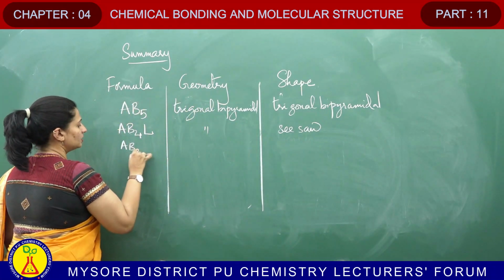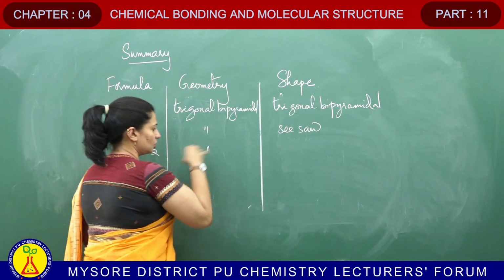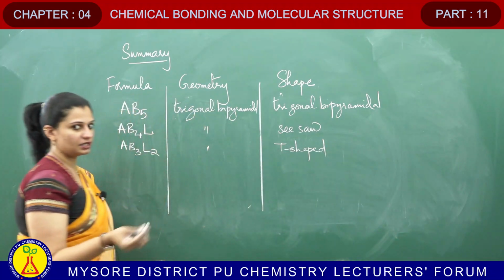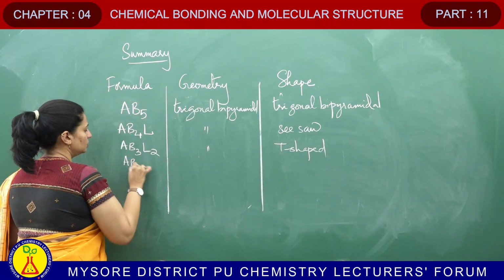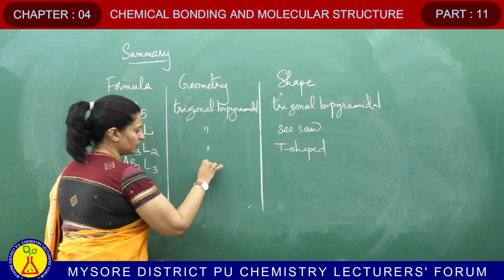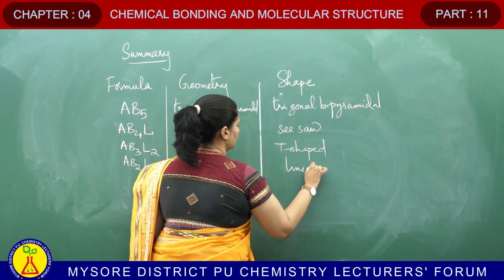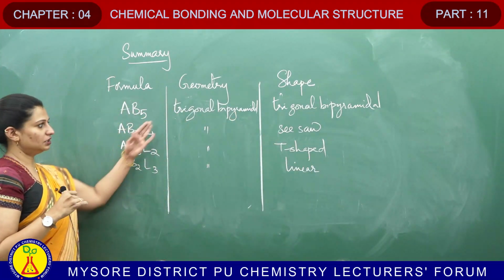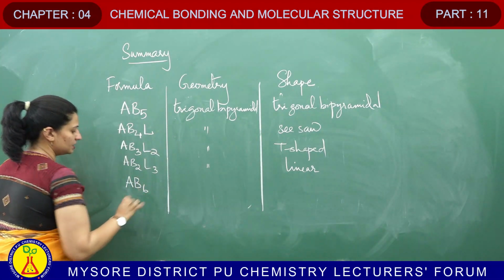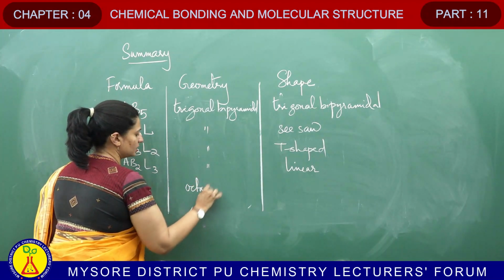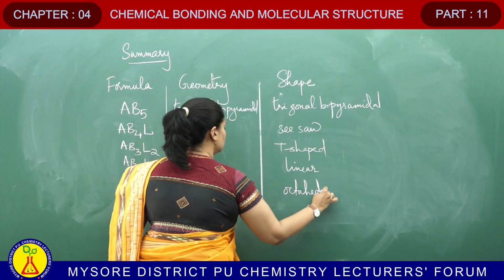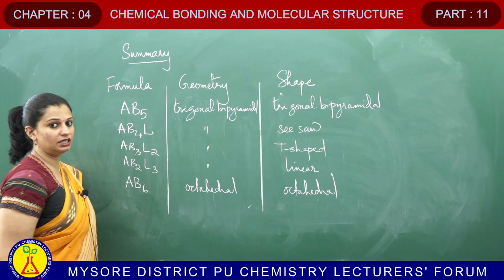If you have AB3L2, again the geometry is still the same, the shape has become T-shaped. You may say bent T-shaped or simply T-shaped. If you do AB2L3, it becomes linear, and the geometry remains all the same. Now, the last category, AB6. AB6, the geometry is octahedral and the shape also remains octahedral because AB6 does not have any lone pairs.